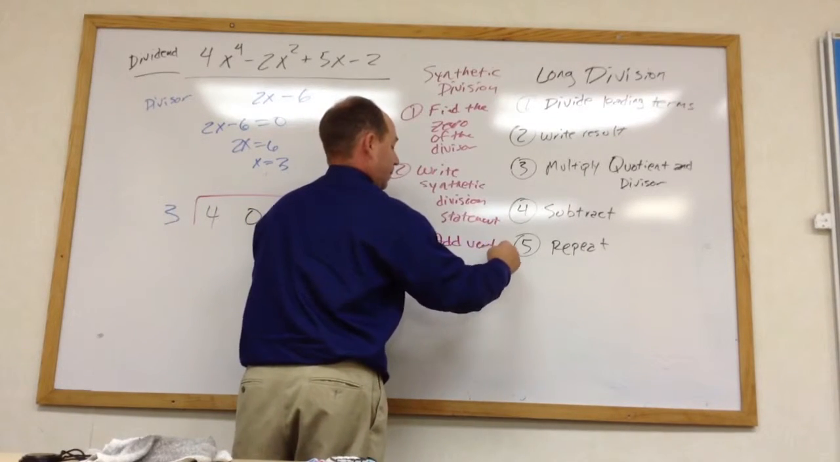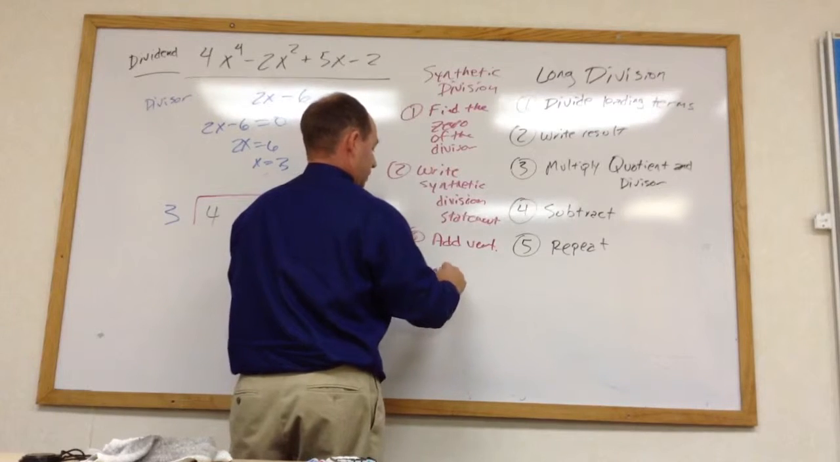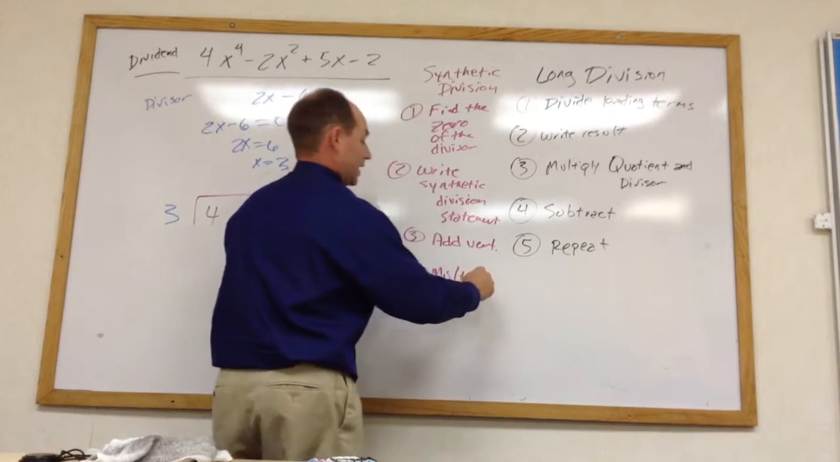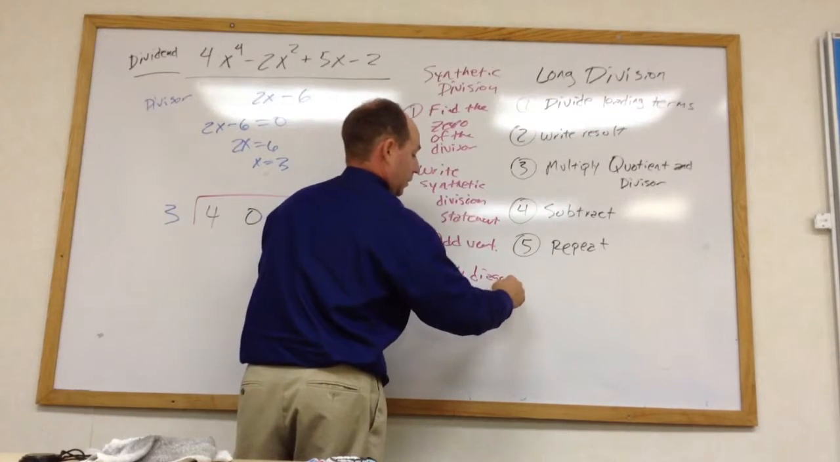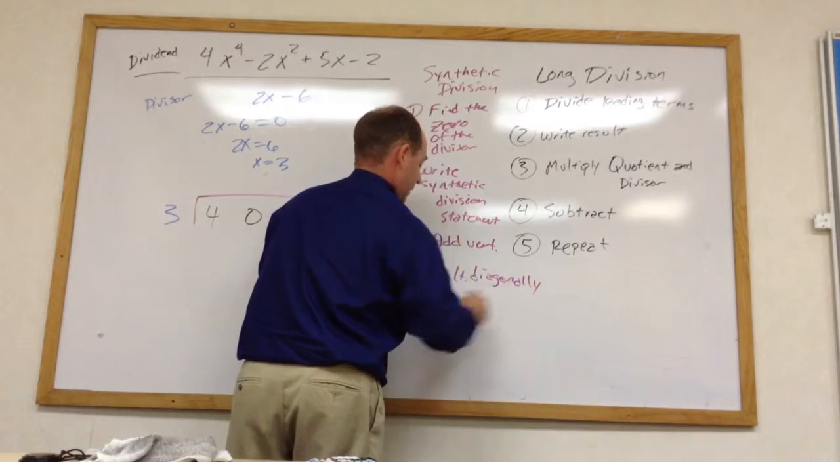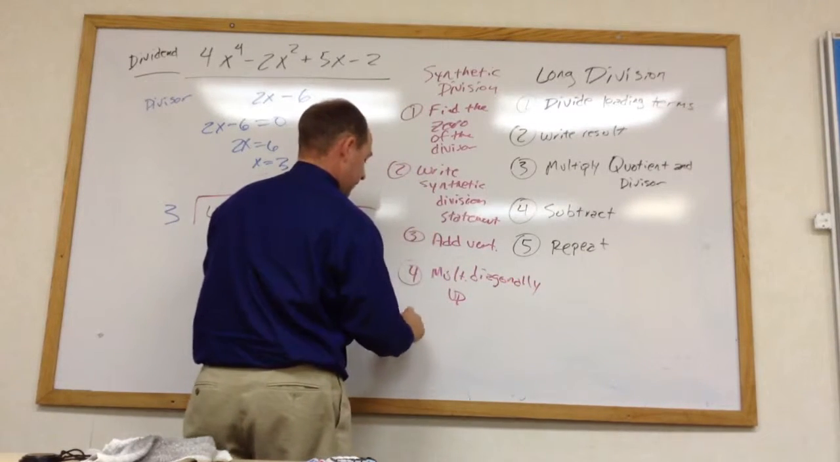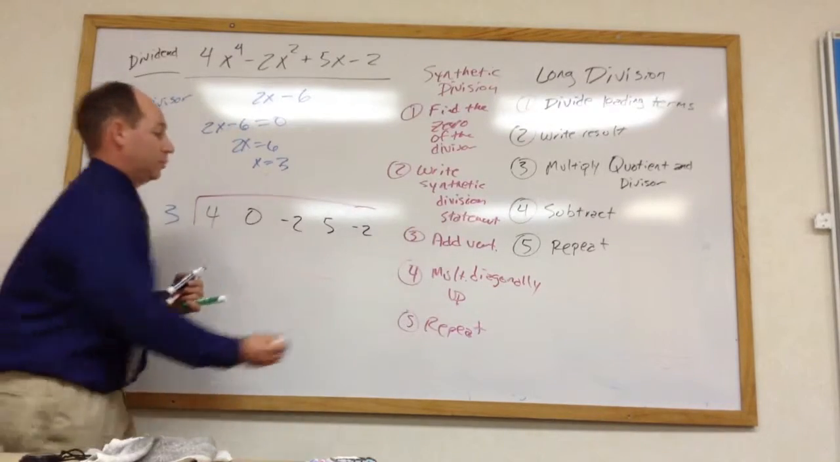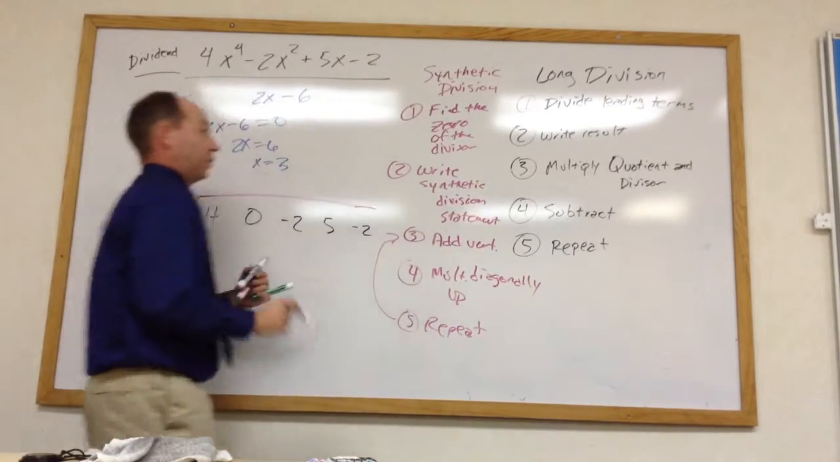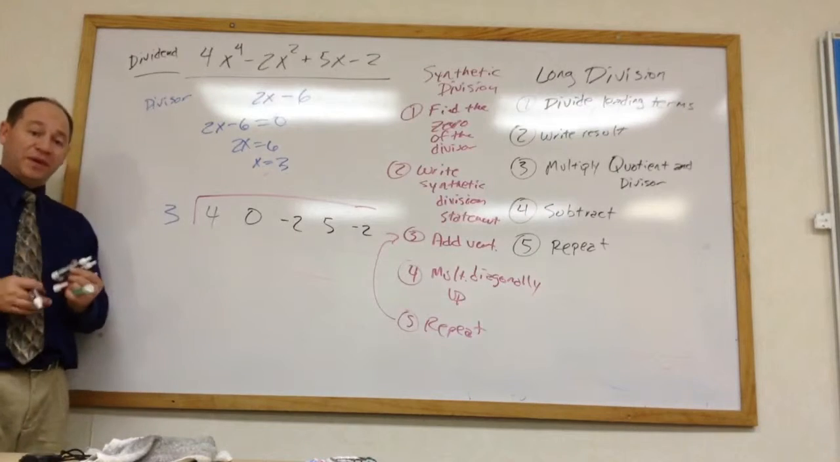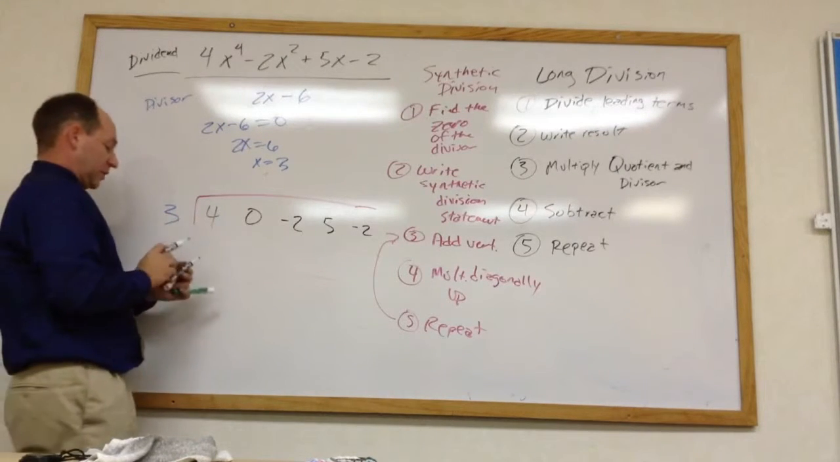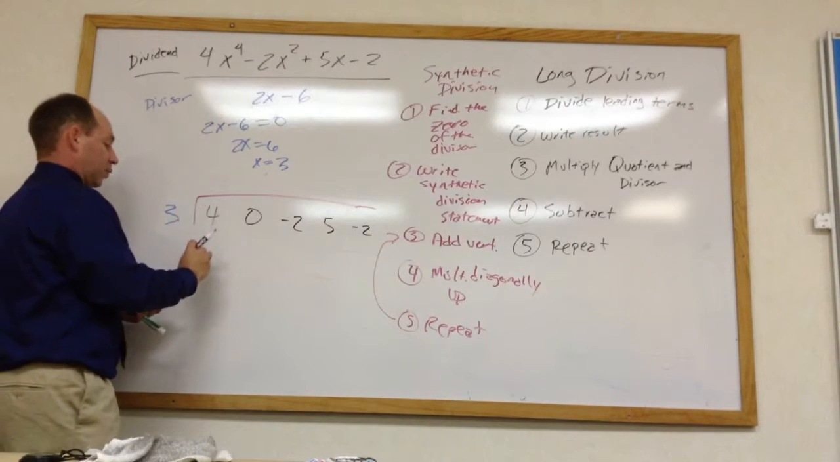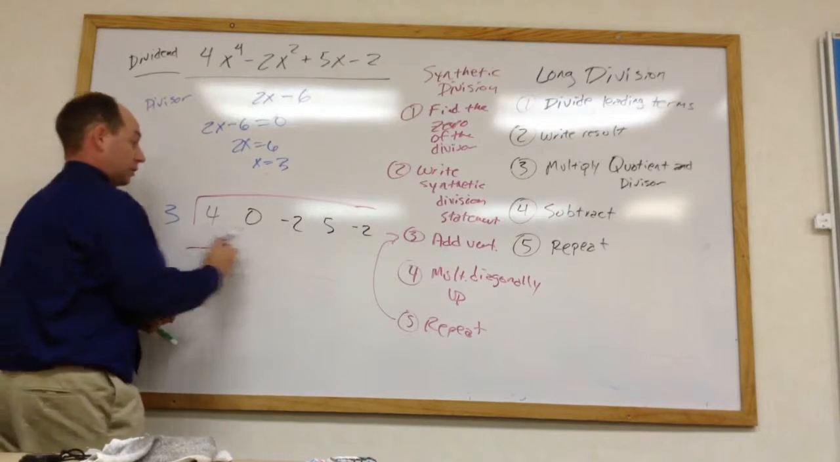add vertically, and then step 4 is to multiply diagonally up. Okay? And then step 5 is to repeat. Repeat 3 and then 4. Once we've written it out, I repeat this 3 and 4. So on the first time on the way down, we just go ahead and add. 4 plus, there's nothing there, so that's 4.